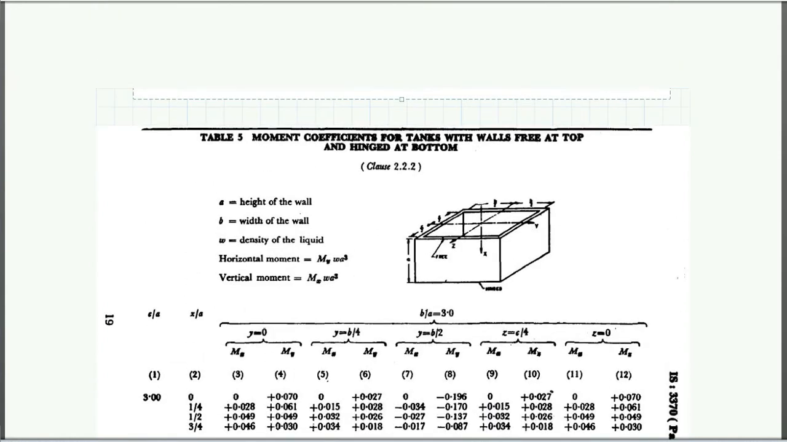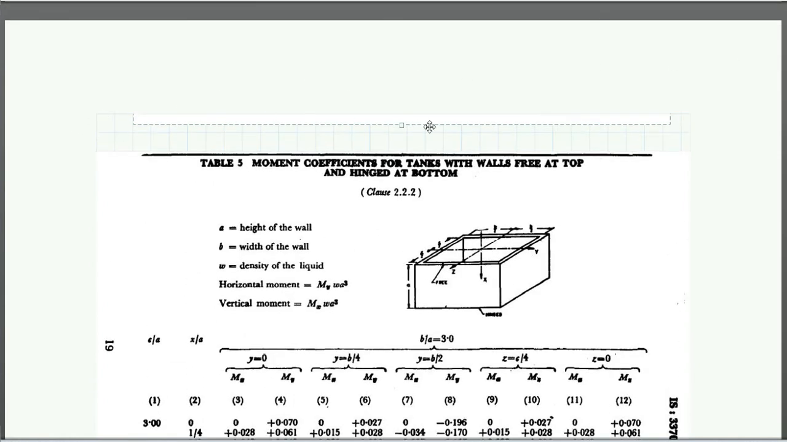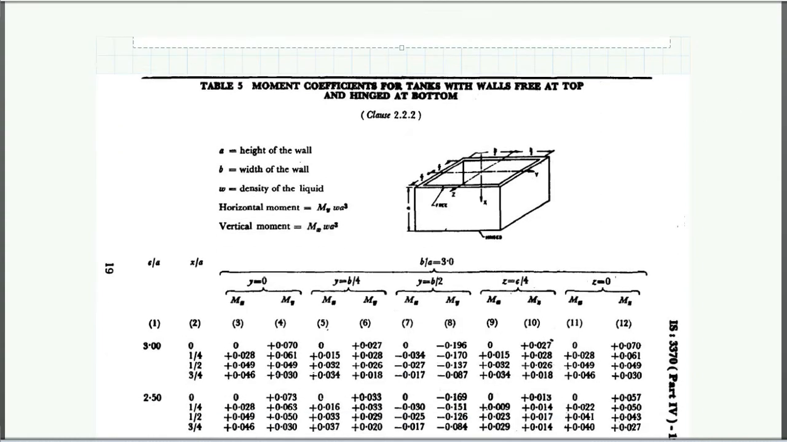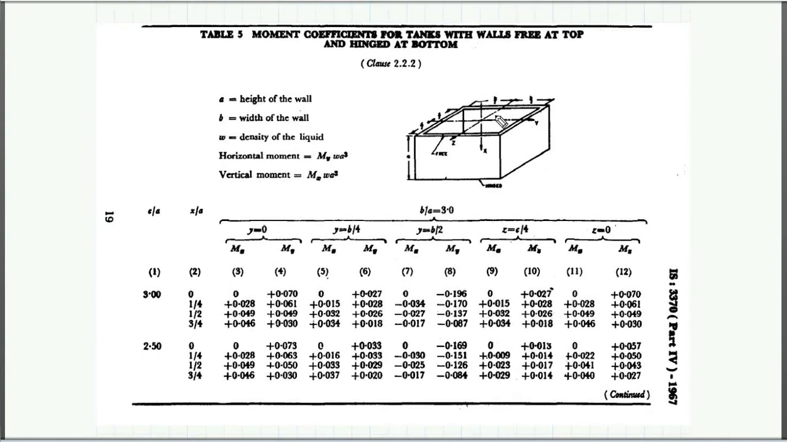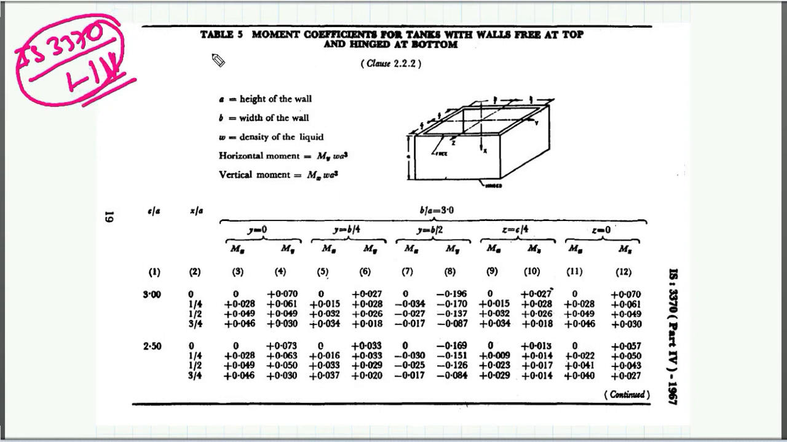So before going into this, let's look into how the IS-3370 part 4 looks. I have just given a snap of this code. I'd request you all to download the IS-3370 from all the parts, that is from part 1 to part 4, and look into those codes. So this is an example of a snapshot of IS-3370 part 4.